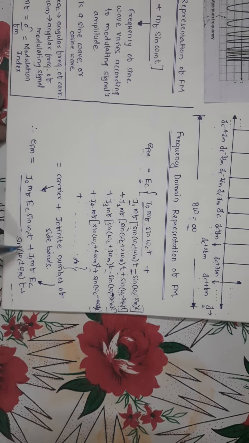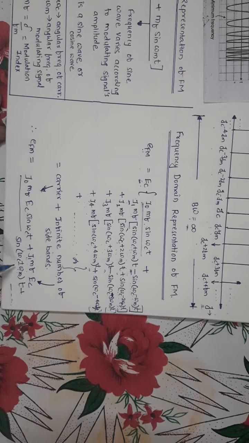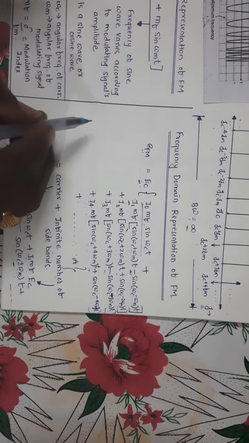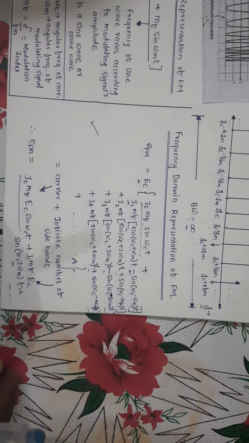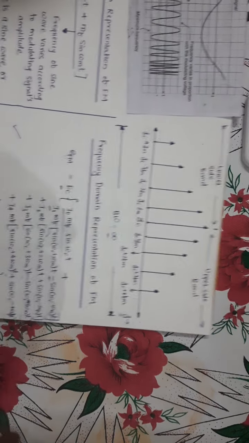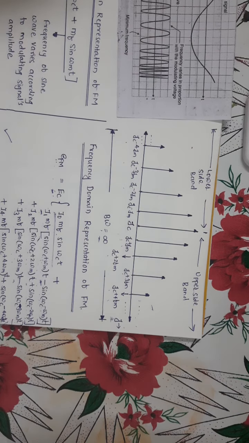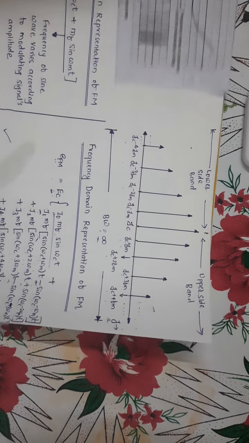So, we can write here plus J1(mf) Ec sin(omega C plus minus omega M)t. Clear? So, this is nothing but your mathematical equation for the frequency domain representation of FM, and this is the actual diagram for your frequency domain representation of FM.